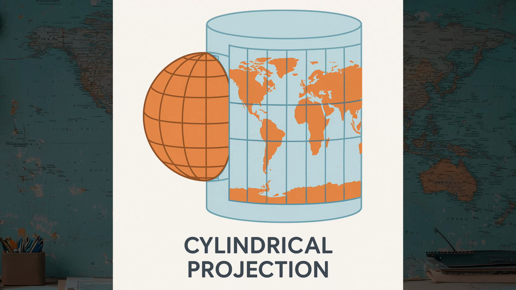In this illustration, you see a globe wrapped in a transparent cylinder touching along the equator. The Earth's grid projects outward, and when the cylinder is rolled up, it becomes a rectangle. This is how the Mercator projection works. It preserves shapes pretty well near the equator, but areas stretch badly toward the poles. This is why Greenland looks enormous. It's great for navigation because straight lines on the map match compass bearings.